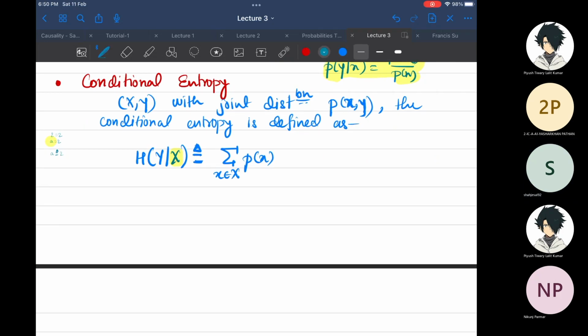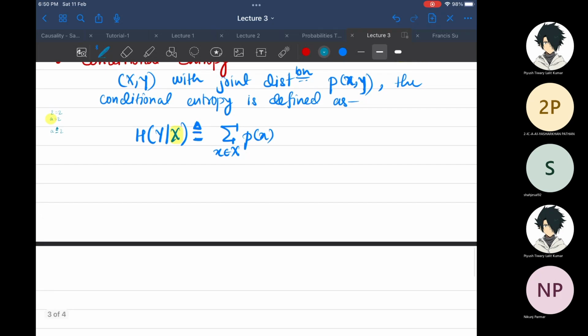Right. So with that, I was explaining the formula for conditional entropy. The idea is that whatever the conditioning variable is, in this case x, take the summation over it, take the density or distribution of that, and then take the conditional entropy. Let me just write it first.